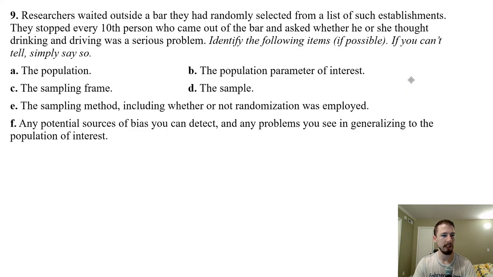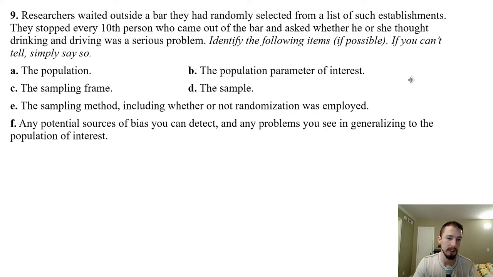Number 9. Researchers waited outside every bar they had randomly selected from a list of such establishments. They stopped every 10th person who came out of the bar and asked whether he or she thought that drinking and driving was a serious problem. They go to a bar to ask their opinions. All right, identify the following items if possible. If you can't tell, simply say so.